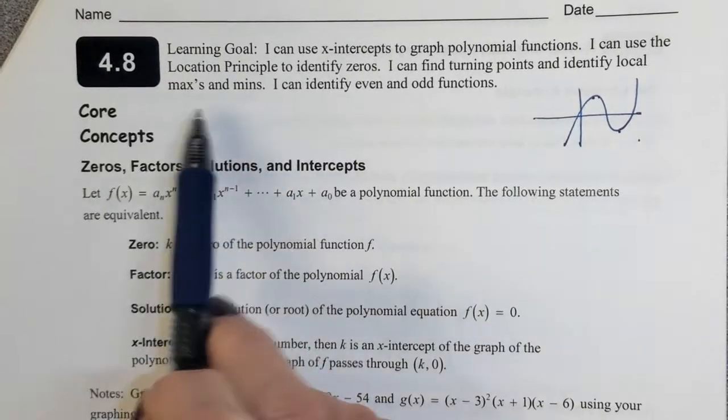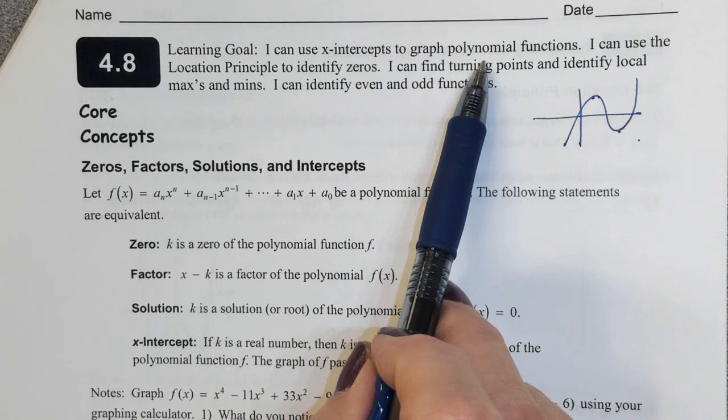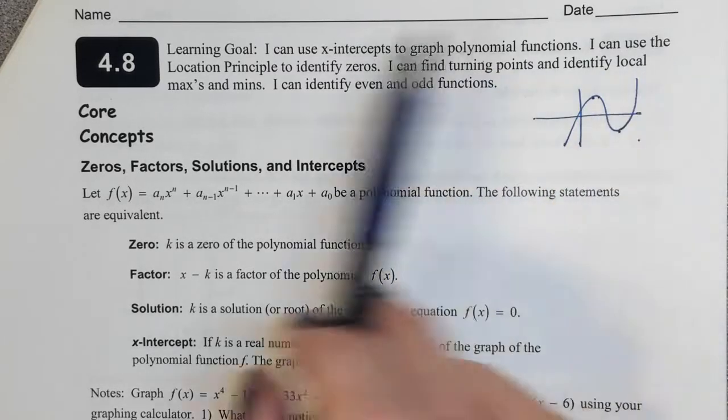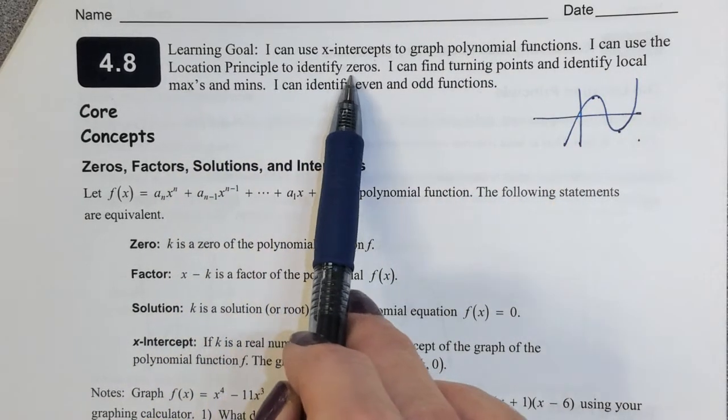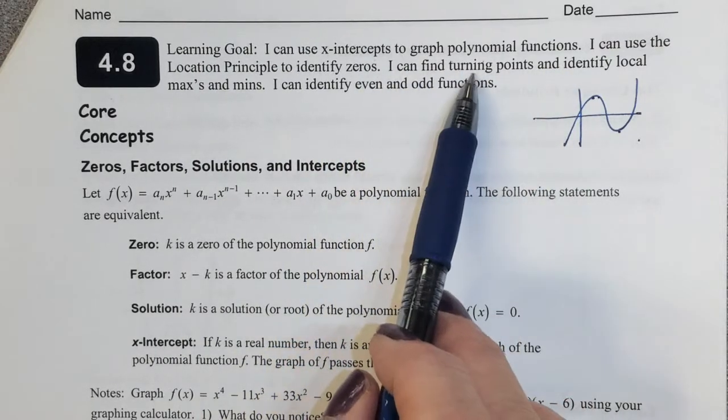We are going to be looking at section 4.8. Our learning goal is to be able to use x-intercepts to graph polynomial functions. We want to be able to use the location principle to identify zeros, and we want to be able to find turning points. What's a turning point?